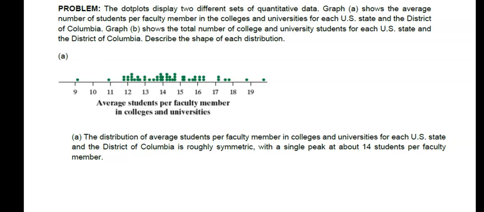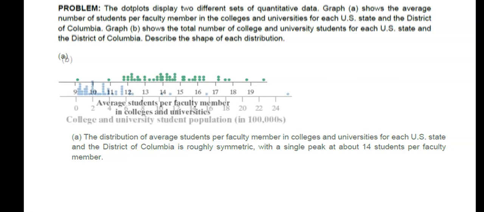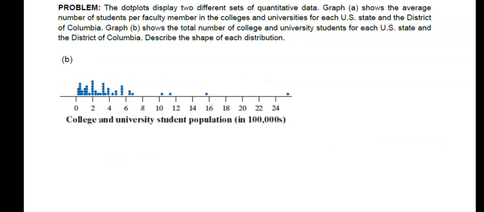They said it is roughly symmetric with a single peak at about 14. So I guess there's a peak at about 14. There's barely a peak at 14, but that could be true. I think that's okay. This one's a little bit more obvious. Do you see those outliers on the right, or potential outliers on the right? So this one is definitely skewed to the right. That's the giveaway, those outliers there. And so it maybe has a peak around 2 there.